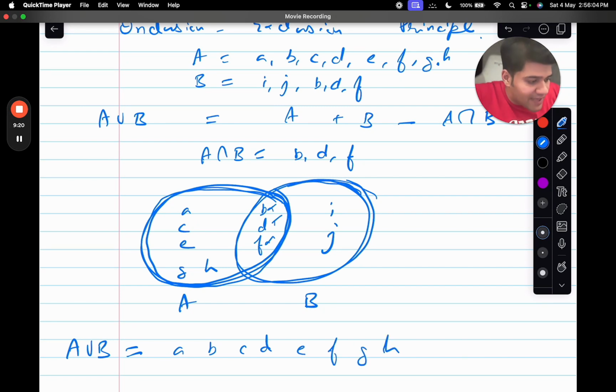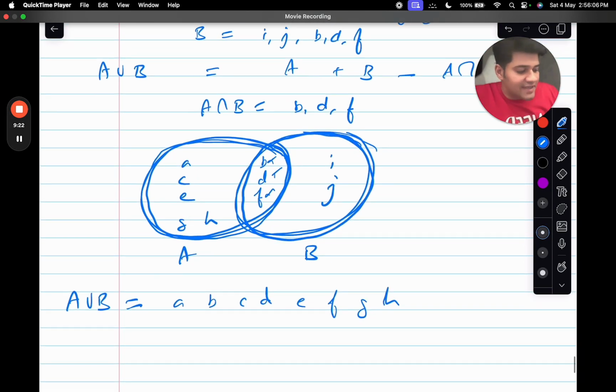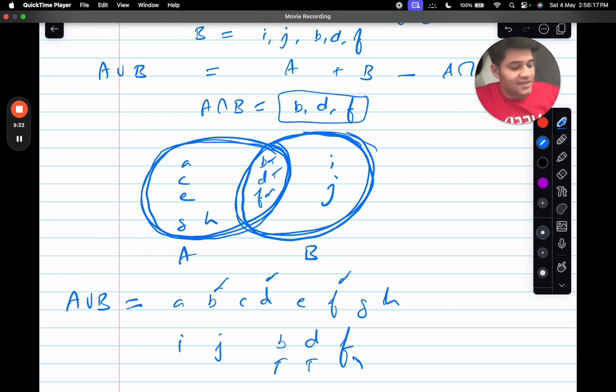Now let me pick the entire B. So when I picked the entire B, I got A, I, J, B, D, F. But do you see, I have picked BDF twice. So I would have to subtract BDF once. And what represents that? That is represented by the intersection.